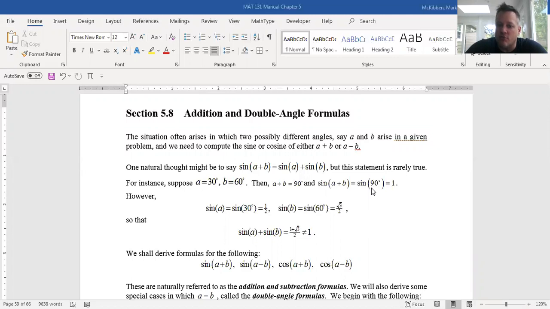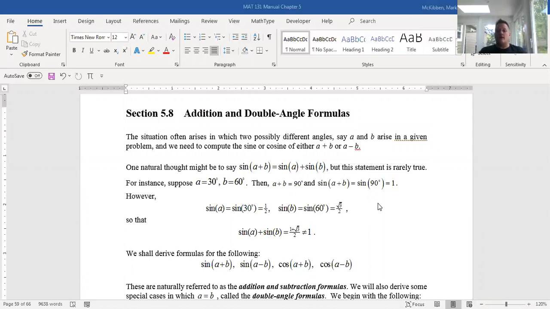So for instance, to prove that that wouldn't be true, suppose I just take A to be 30 degrees and B to be 60, right? We know that the sum is 90 degrees, and so the sine of the sum is the sine of 90, which is 1. But if I took the sine of A and B separately, sine of 30 degrees is a half, sine of 60 degrees is radical 3 over 2. If you add those together, you do not get 1 back. And so apparently the sine of A plus B is not the sine of A plus the sine of B.